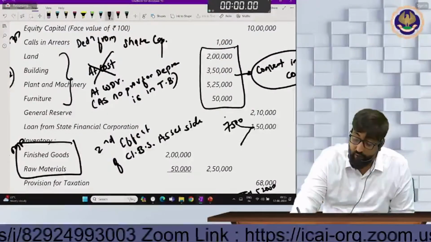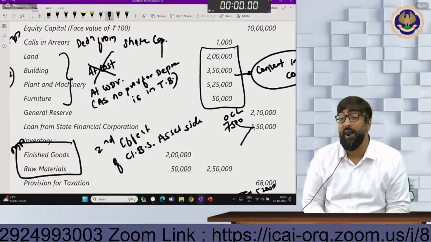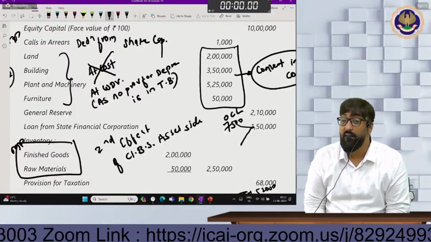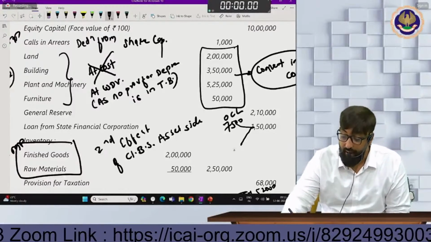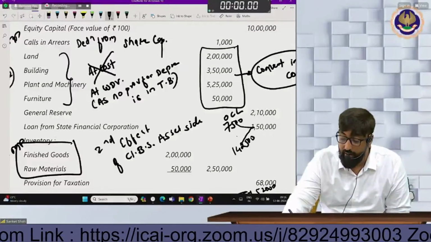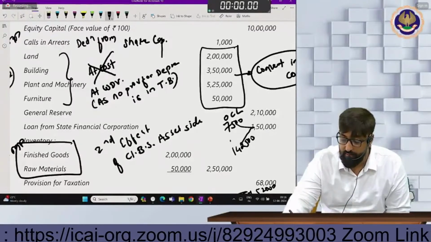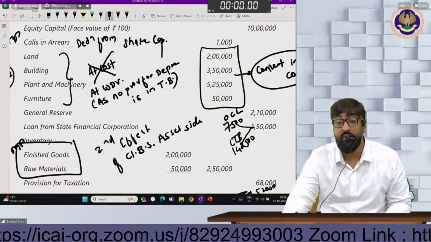7,500, you will record it in other current liability, where you will record other current liability, and 142,500 you will record in the long-term borrowings. Now you are clear with the concept.